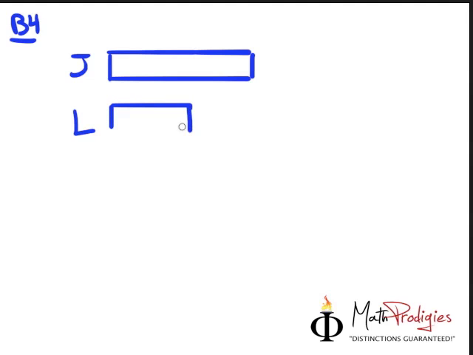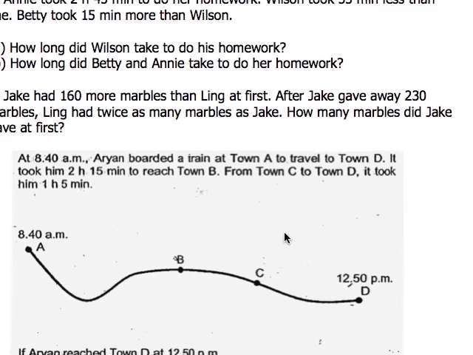So I'm just going to estimate over here. Okay, that's an ugly drawing of a model. But anyways, by how many more? By 160. So the difference would be 160. So this to this would be 160. What happened after? What happened after is that after Jake gave away 230 marbles, Ling had twice as many marbles as Jake. So let's take a look.